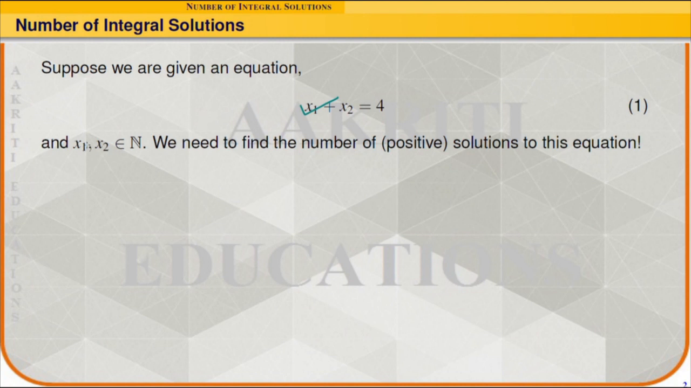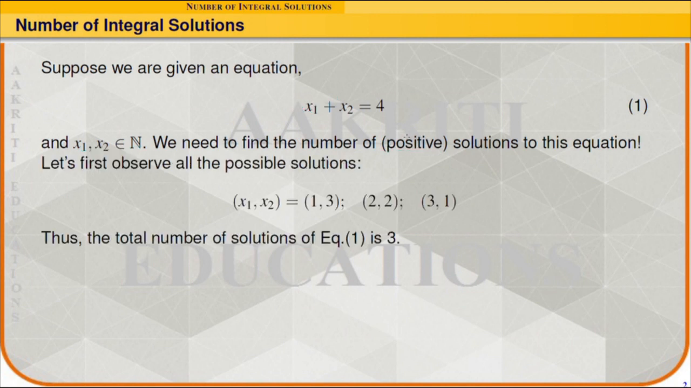As we know that x1 and x2 both are natural numbers, it means the integral solutions will be positive. Now if you observe, you will find that the possible integral solutions are (1, 3), (2, 2) and (3, 1). So the total number of positive integral solutions of this equation is 3.